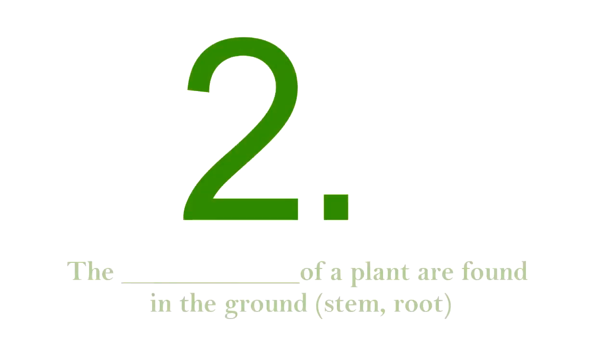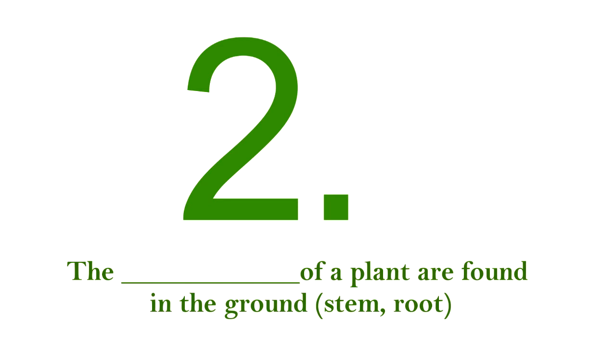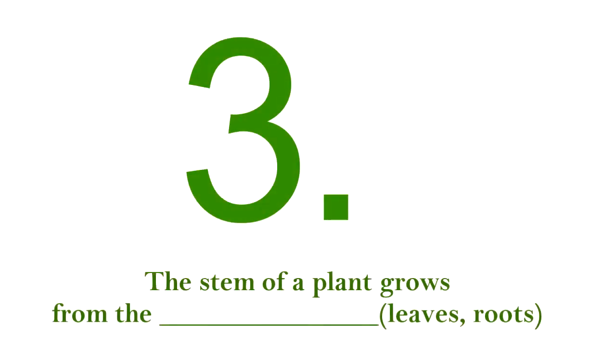Question 2. The dash of plants are found in the ground. If it's a stem, write stem. If it's a root, you write root. Question 3. The stem of a plant grows from the dash. Is it from the leaves? Is it from the roots? You write the answer.